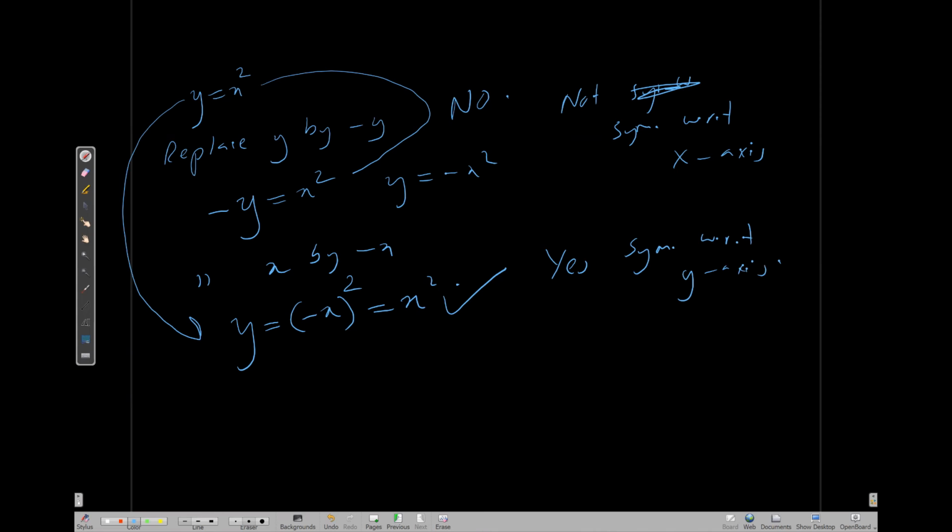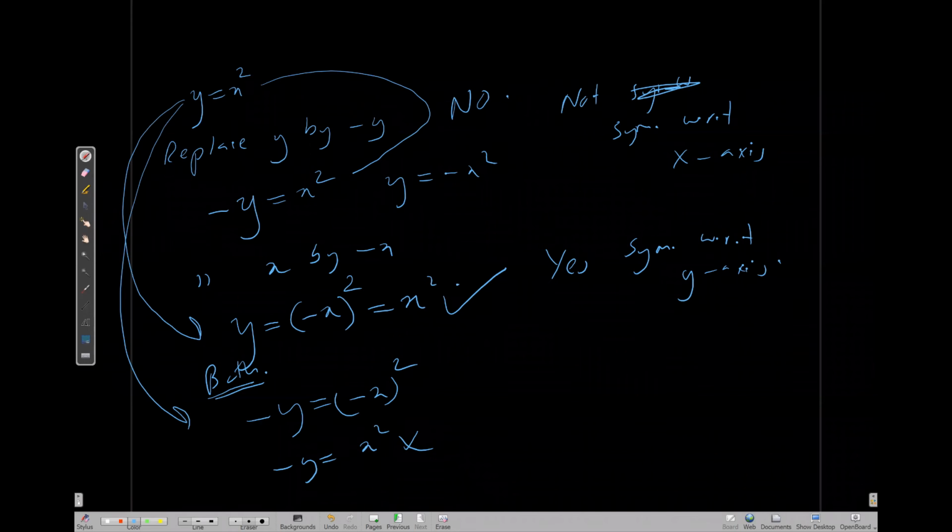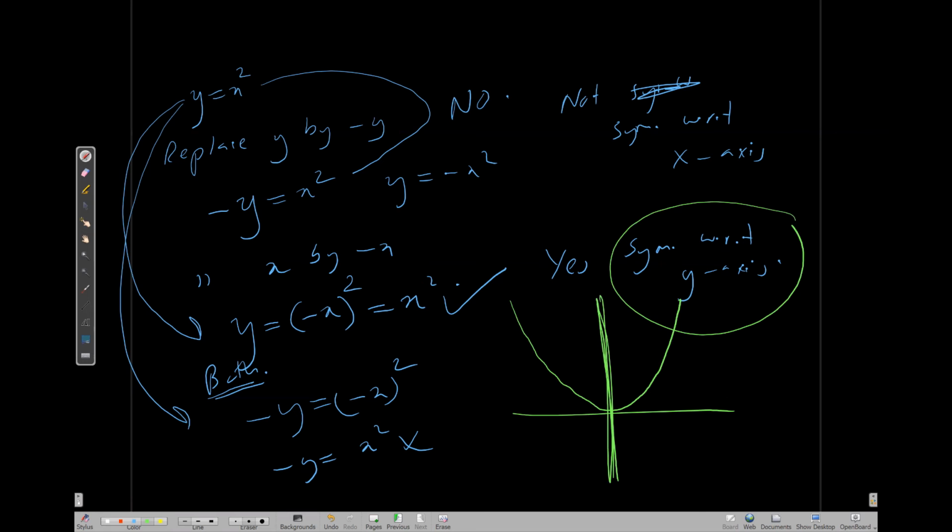And if you replace both of them, so negative y and negative x, so no, that's not the same equation. And this is an easy example. You already know the graph of this. Graph of this is this. See, it's only symmetric with respect to this y-axis. That's what we got, right?